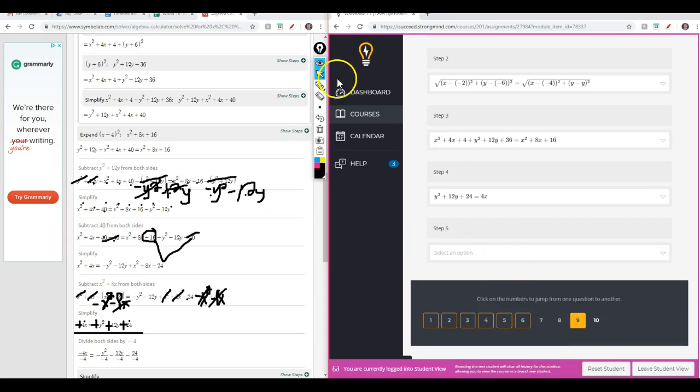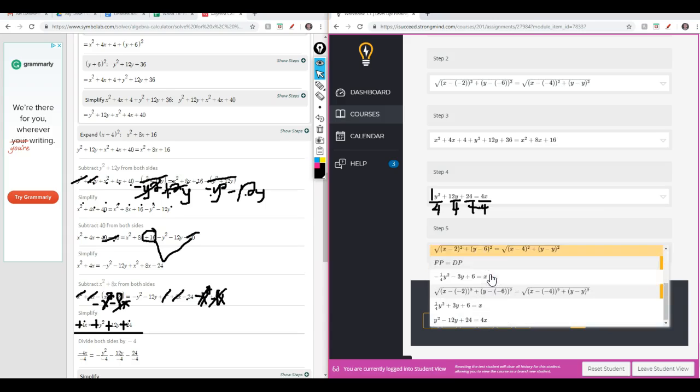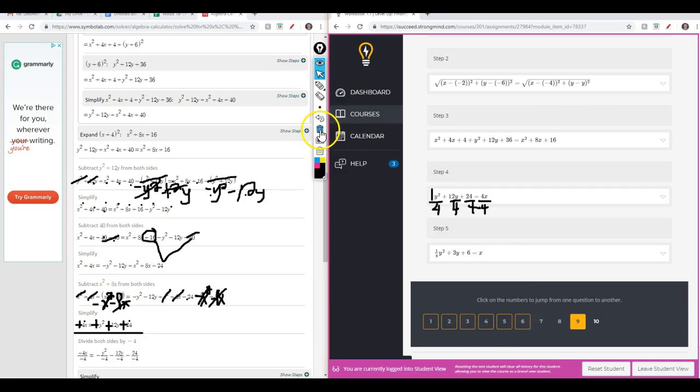And now the last step, we are going to just do it here. Divide by 4, divide by 4, divide by 4, divide by 4. Again, remember there's an implied 1 there, so that's where this 1/4 comes from. And then 12 divided by 4 is 3, and 24 divided by 4 is 6, and 4 divided by 4 is 1. So you'd end up with x equals 1/4 y squared plus 3y plus 6 equaling x. And that's the steps for this one.